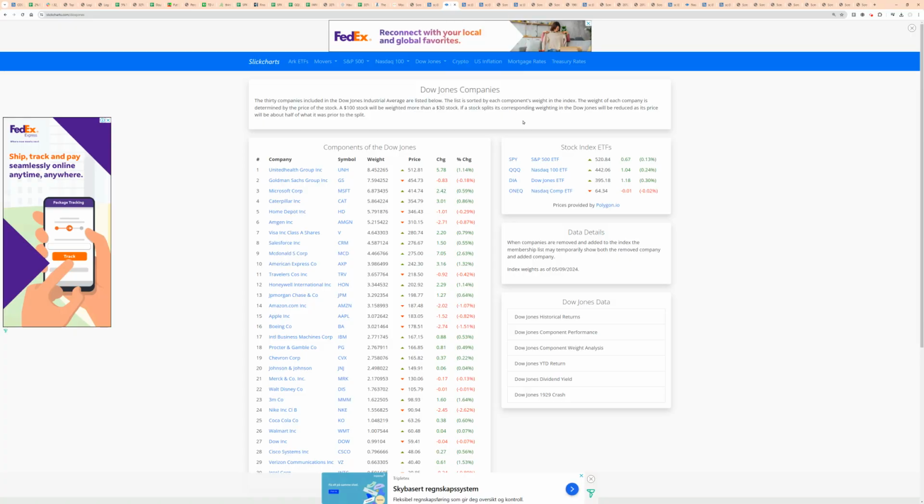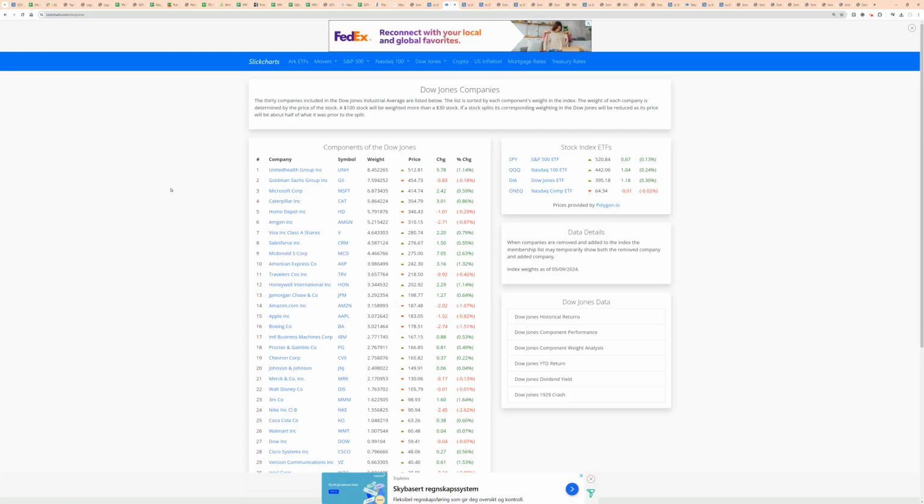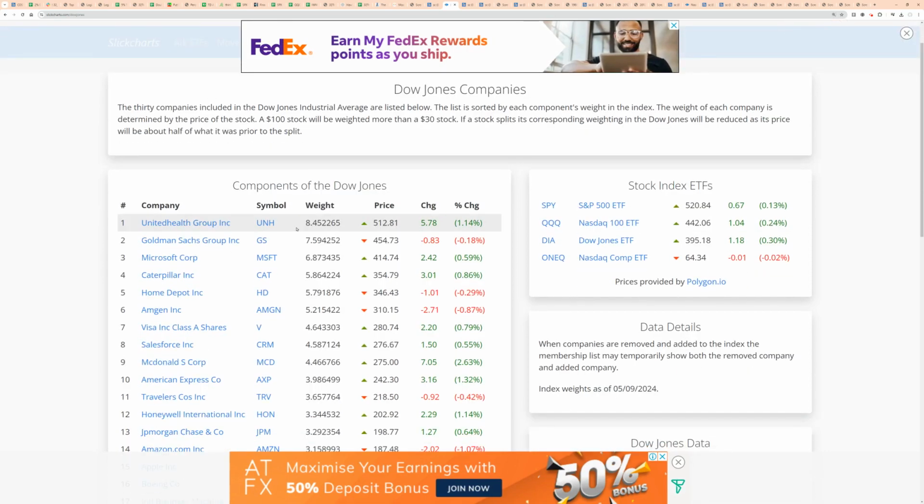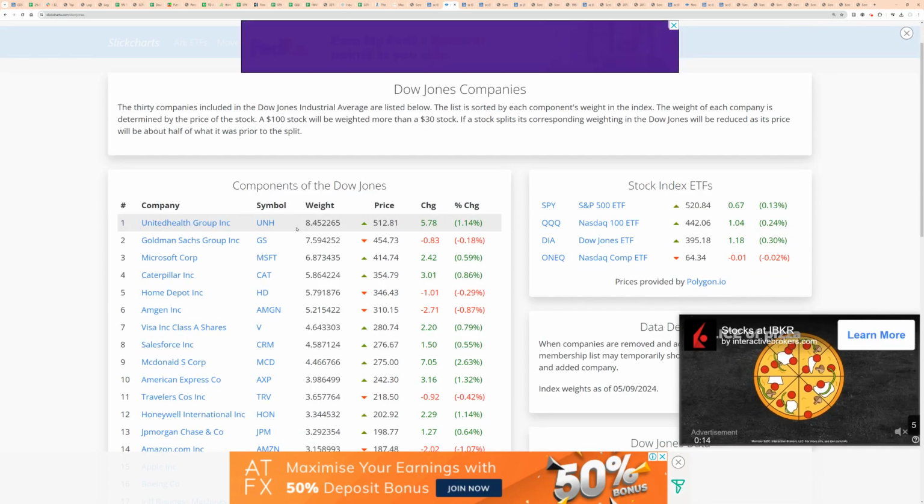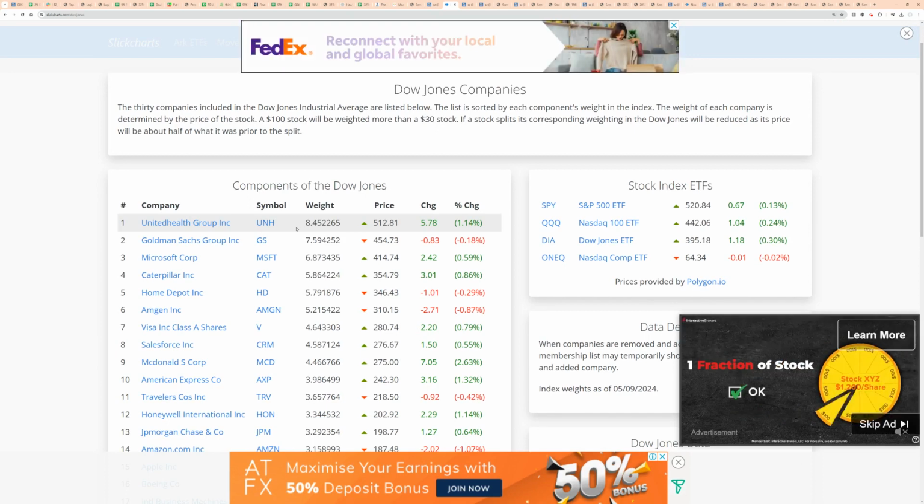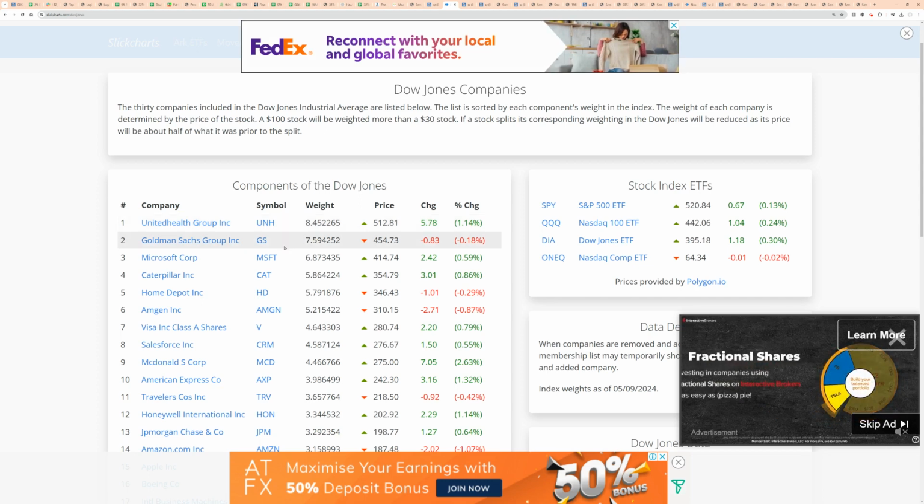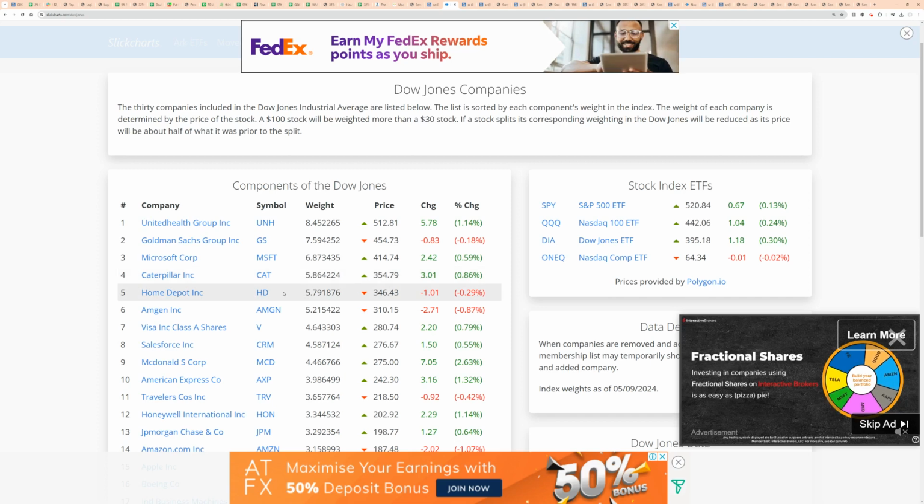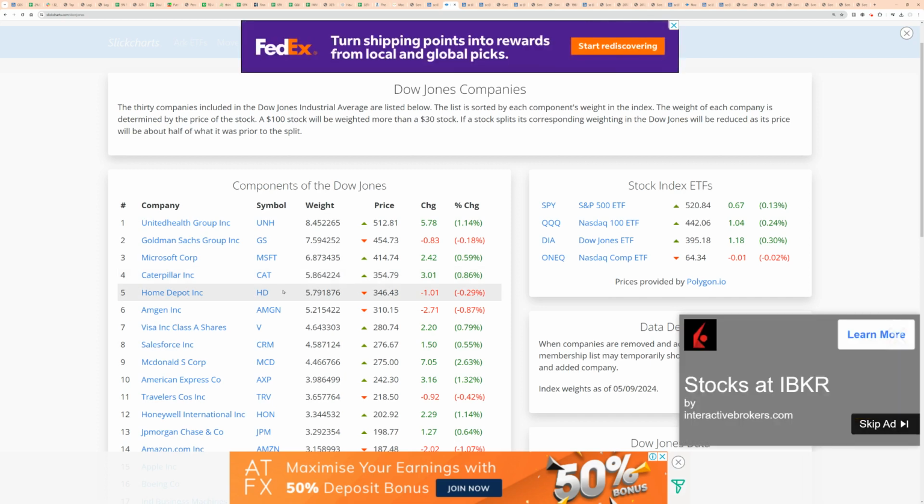Look over onto the Dow and the weight of the Dow, which, yes, it does have weight. UNH, always been the heaviest weight out there, but number two, being Goldman Sachs, with Microsoft right up there with it, Caterpillar, I've gone over that. And number five, Home Depot. Home Depot is going to be reporting earnings later this week.